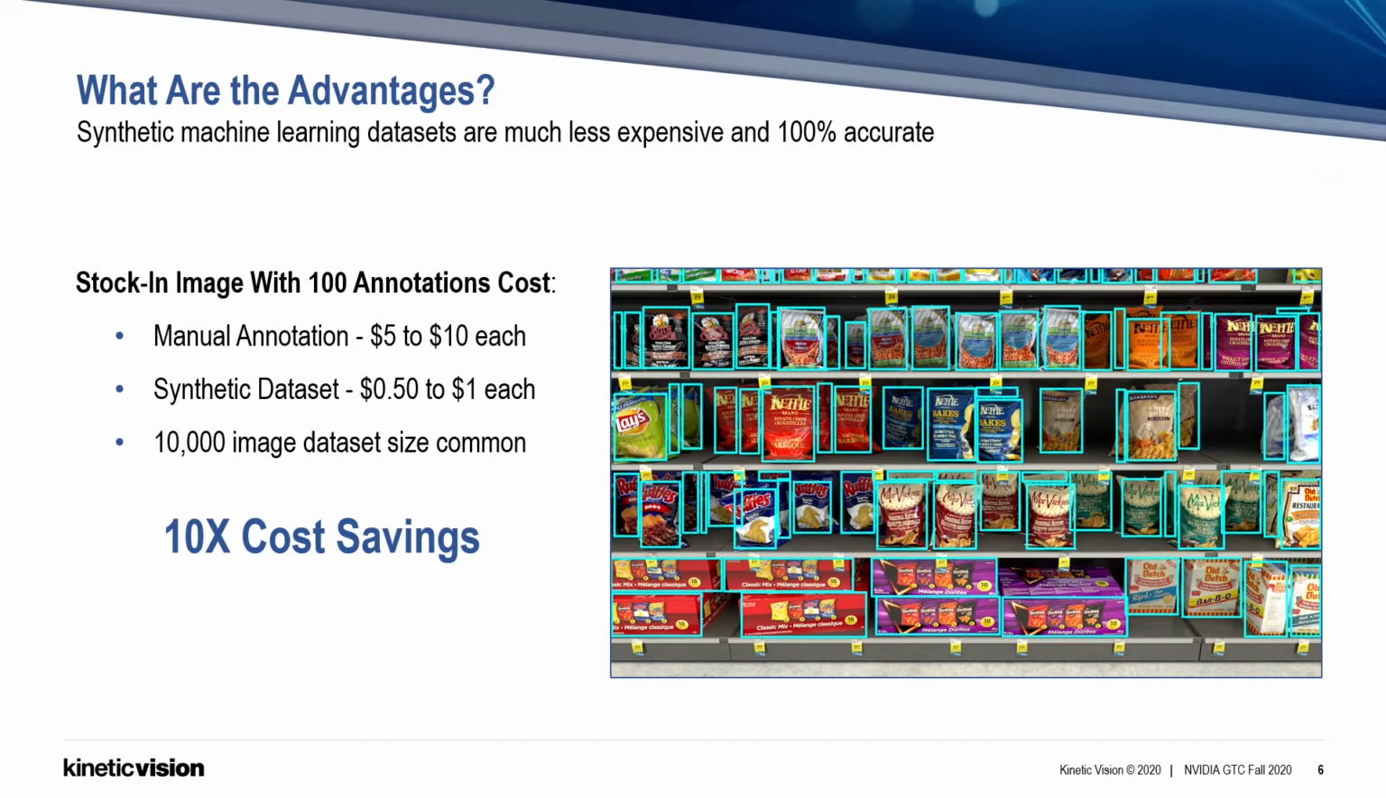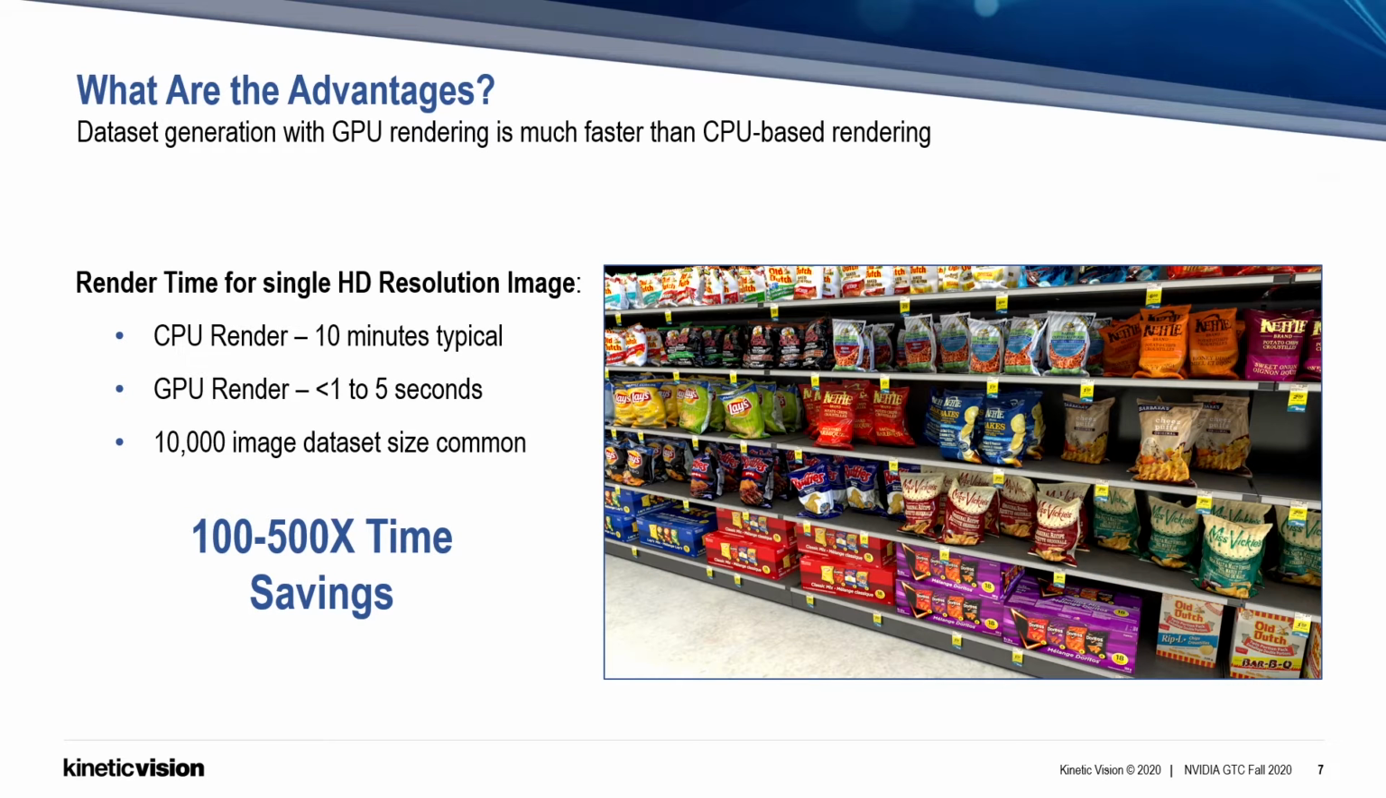In this example, an image from a store shelf camera has bounding box annotation depicting in-stock items. The 100 annotations in this image might cost $5 to $10 with manual labeling. The synthetic equivalent is easily 10 times less. In addition, rendering synthetic training data sets is dramatically sped up with the use of GPU rendering. A 100 to 500 times improvement is typical.